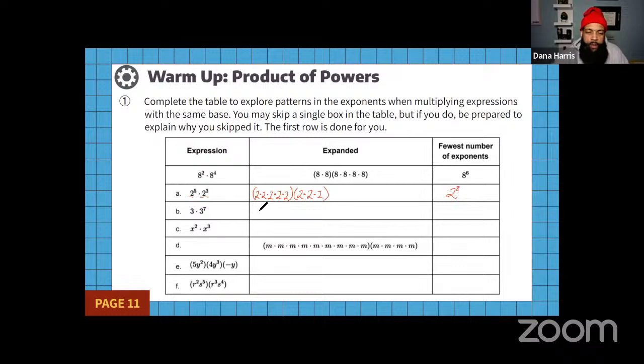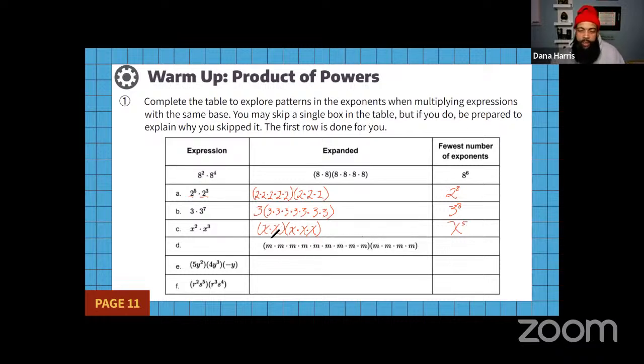All right, same thing here. I have 3, and then I'm going to have 7 3s. Let's see how many total 3s I have. I have 3 to the 8th power. 1, 2, 3, 4, 5, 6, 7, 8. Here, same thing. I'm just using x's now. X to the 2nd power is just x times x. X to the 3rd power is x times x times x. How many total x's do I have? I have 5. So that gives me x to the 5th power.